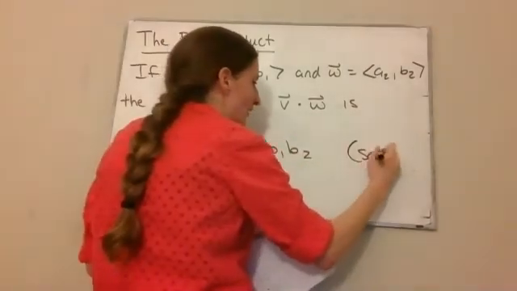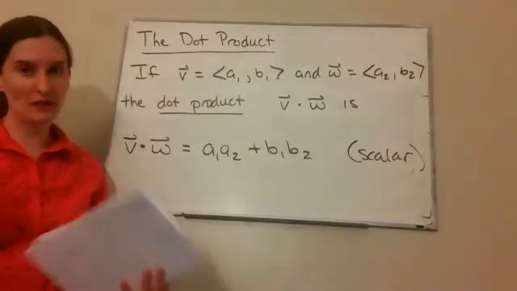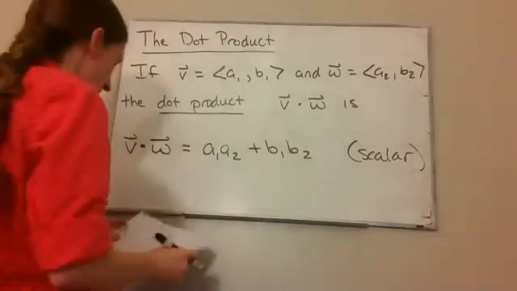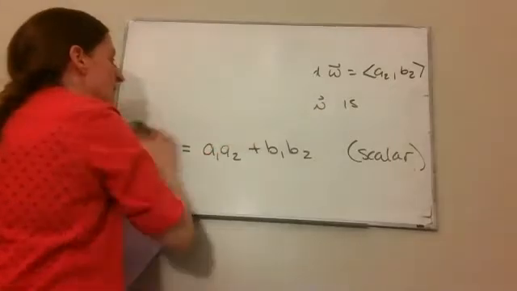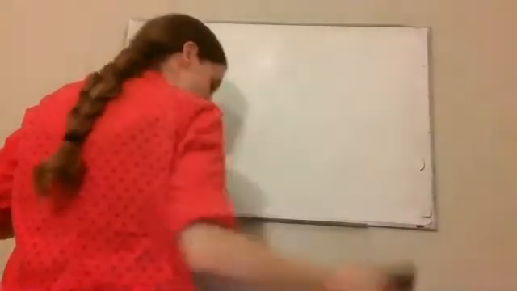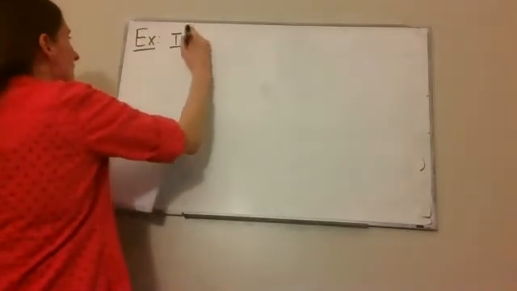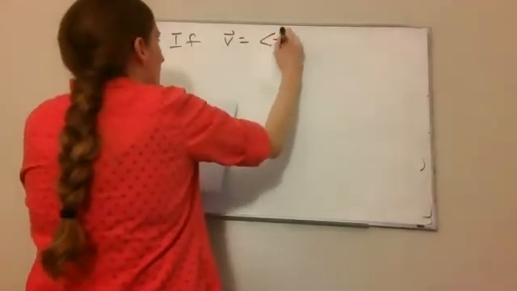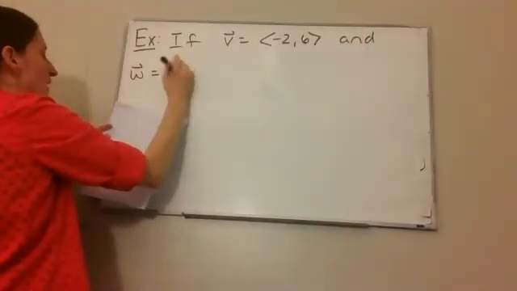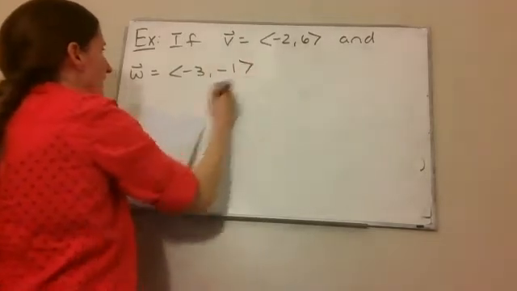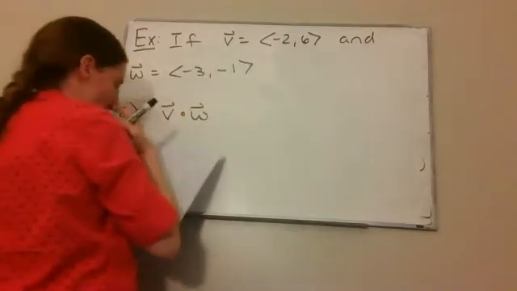And it should be noted that this result, when you do the dot product of two vectors, is a scalar. You get a number as the result. So let's do an example where we calculate various dot products. If vector v is ⟨-2, 6⟩ and vector w is ⟨-3, -1⟩, let's first find v dot w.